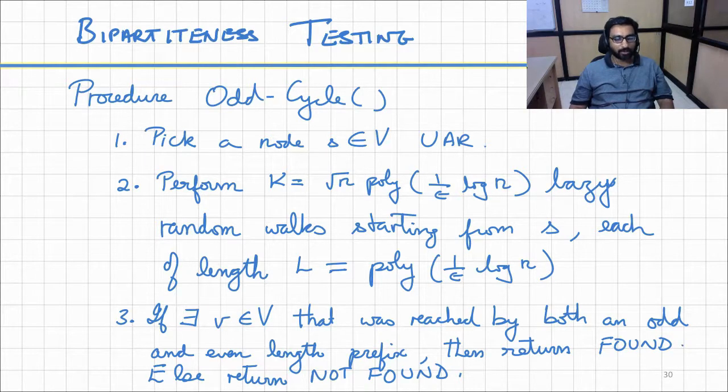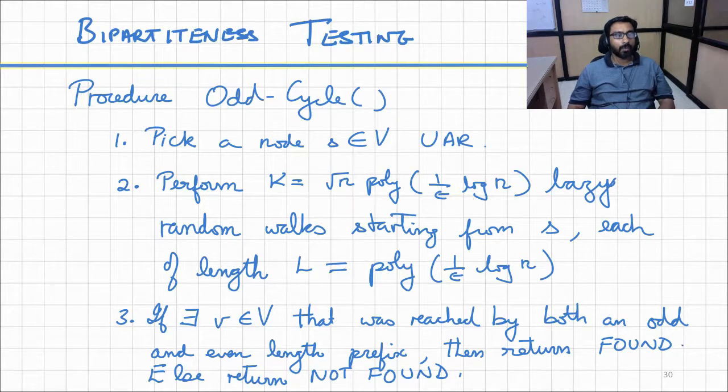And you may want to recollect that a graph is bipartite if and only if it has no odd cycle in it. So we're going to really take advantage of that, and for that, here's the key subroutine in this algorithm. The subroutine is called odd cycle. So how does it go? We first pick a node S in the graph, and this node, let's say, is chosen uniformly at random.